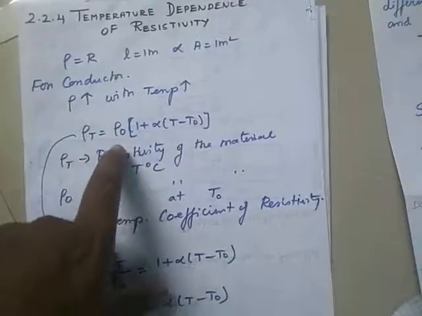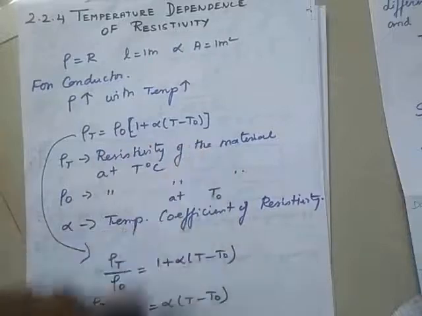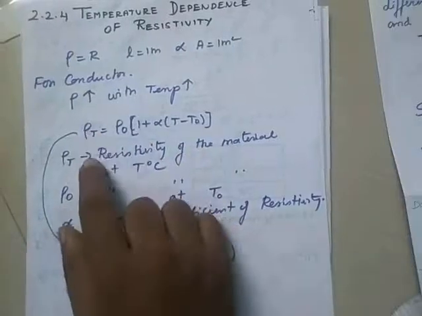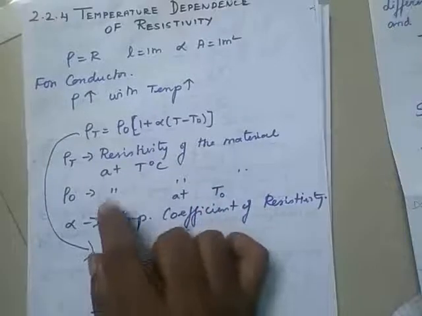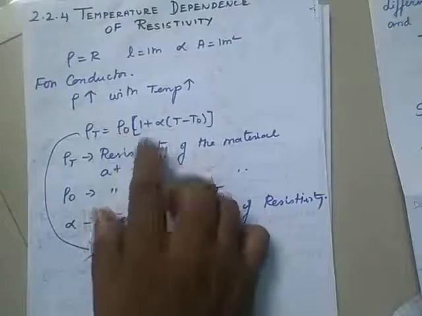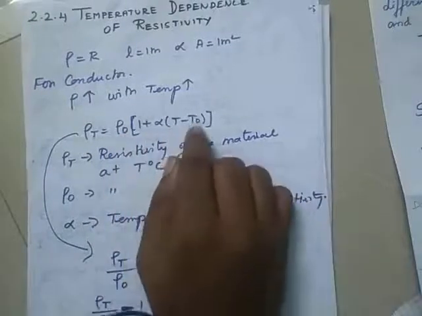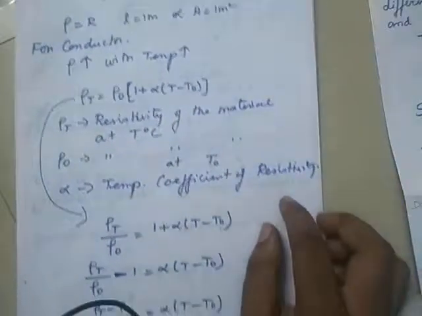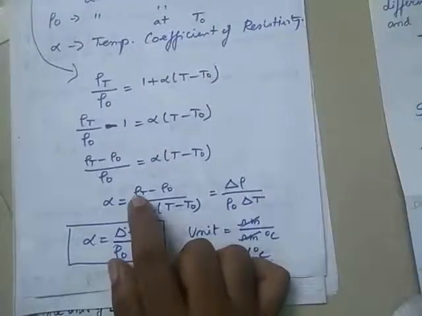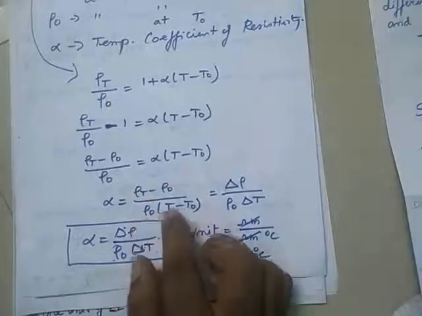ρ_T = ρ_0 [1 + α(T − T_0)]. We know very well ρ_T is the resistivity of the material at T degree Celsius, and ρ_0 is the resistivity of the material at the reference temperature. Then α is the temperature coefficient of resistivity. Rearranging this we get the value of α, that is equal to (ρ_T − ρ_0) / (ρ_0 (T − T_0)).